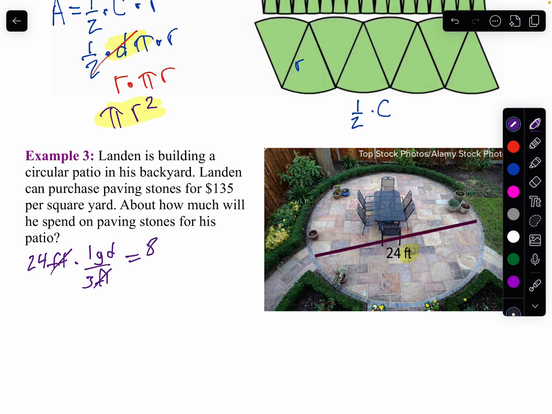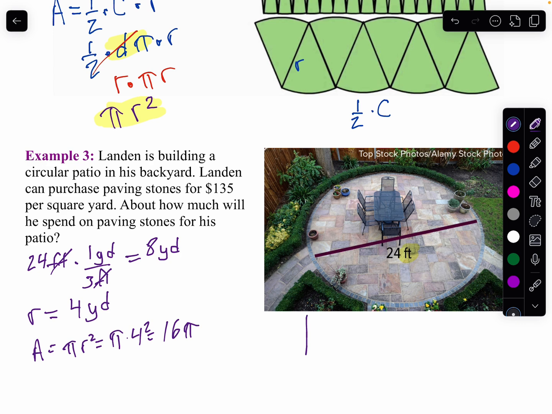So I know my diameter is 8 yards, which means my radius is half of that. So my radius is 4 yards. Now we can find the area of the patio that Landon is going to build. So it's pi r squared, or pi times 4 squared, which is 16 pi. I'm going to leave it as the exact answer for now, although you could write 16 times pi is going to be about 48, since 16 times 3 is 48, so it's going to be about 50.